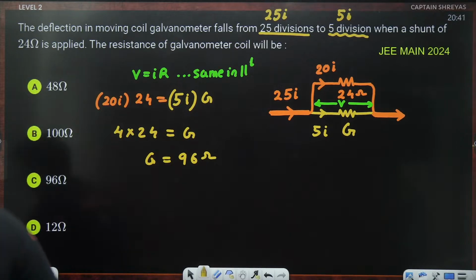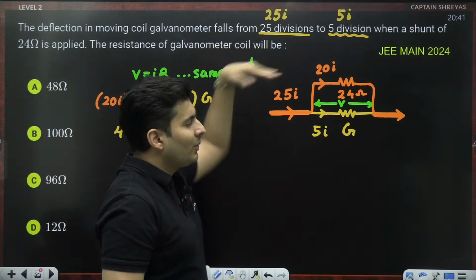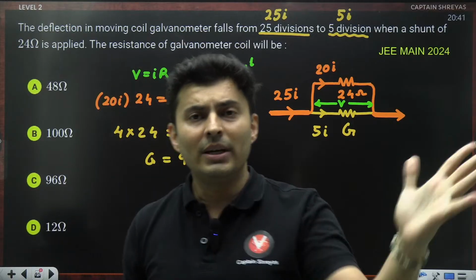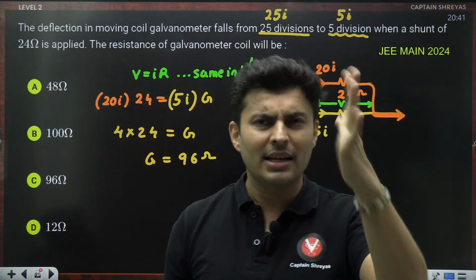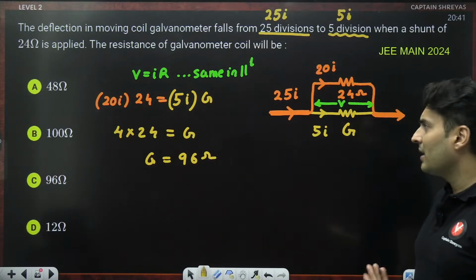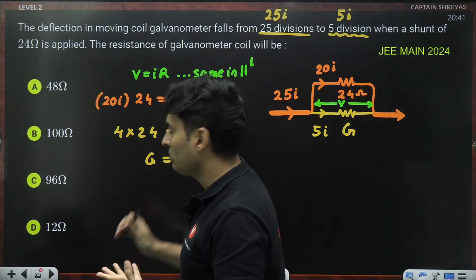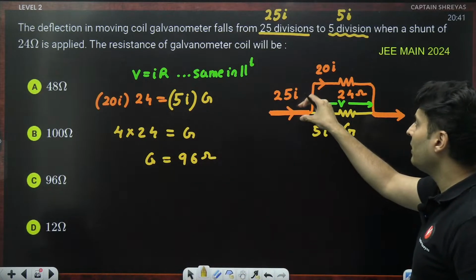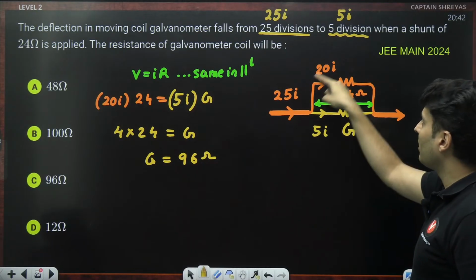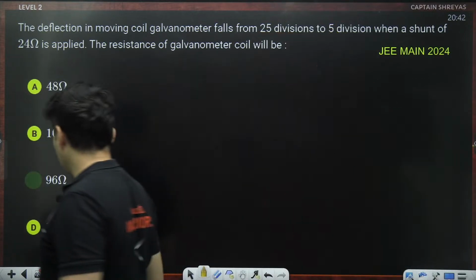Very good. So, I used a simple concept that 25 divisions means each division will be some current, let's say I. So 25 divisions means 25I. What is I? Some multiplying factor. I know that this I will anyway get cancelled, so no harm in assuming it. If the original current was 25I, when you connect the shunt, only 5I current is passing through it. That means the remaining current, 20I, goes through the shunt. That's the logic behind this question.